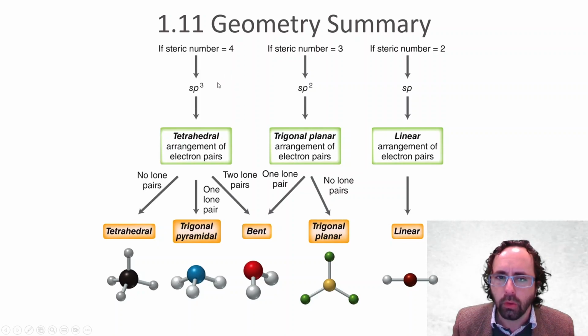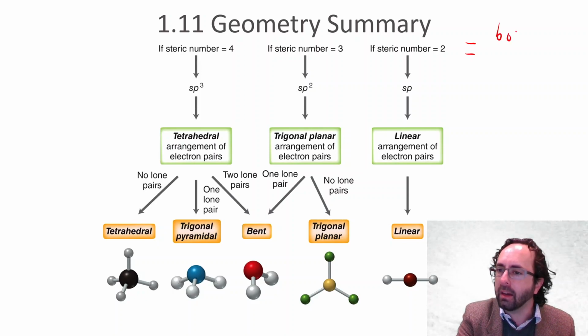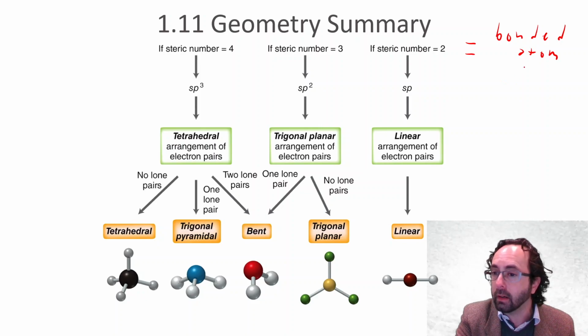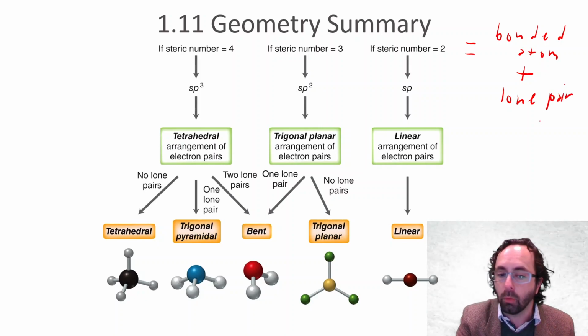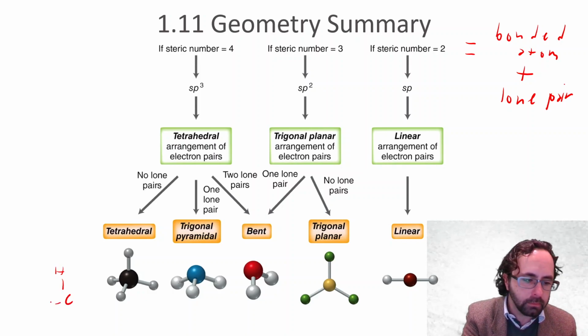hybridization, you will know based on what's known as the steric number. And the steric number can be determined here. For each atom, each bonded atom counts as one steric number. And if we have a lone pair on that atom, that counts as a steric number of 1. So, for example, this here is methane. This 3D structure represents methane.